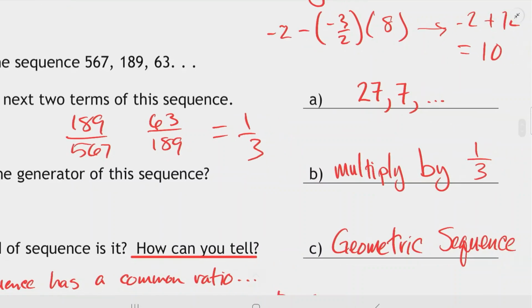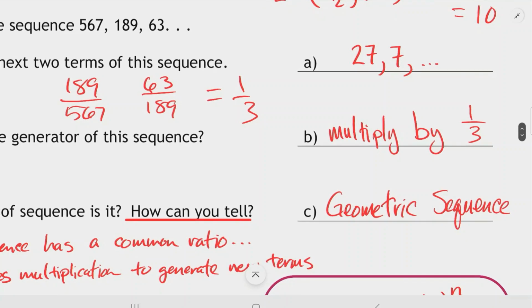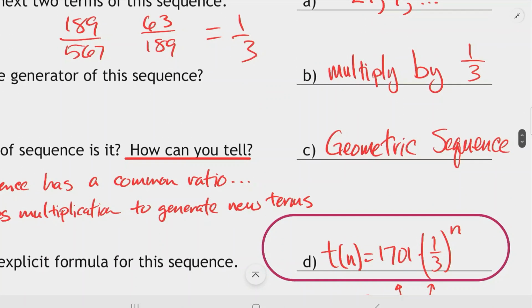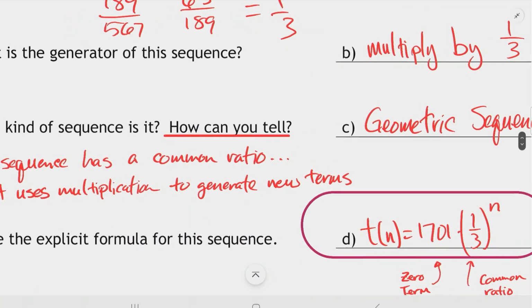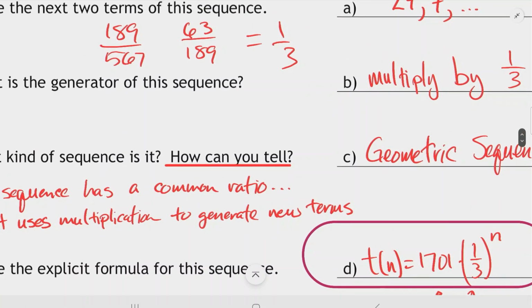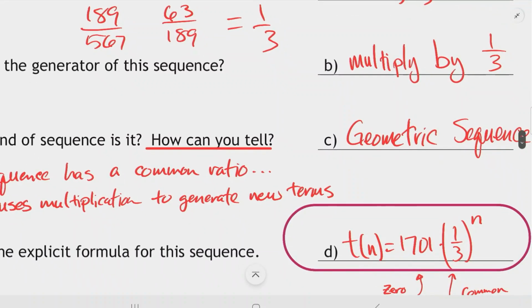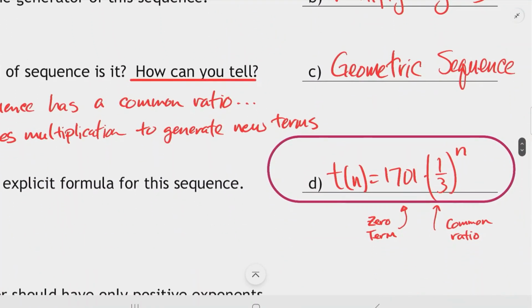The generator for this sequence is multiplied by 1/3. It is a geometric sequence. I know that it's geometric because all the terms have a common ratio, or said another way, it uses multiplication to generate the new terms. The explicit form of that sequence is T of n equals 1,701 times 1/3 raised to the nth power.